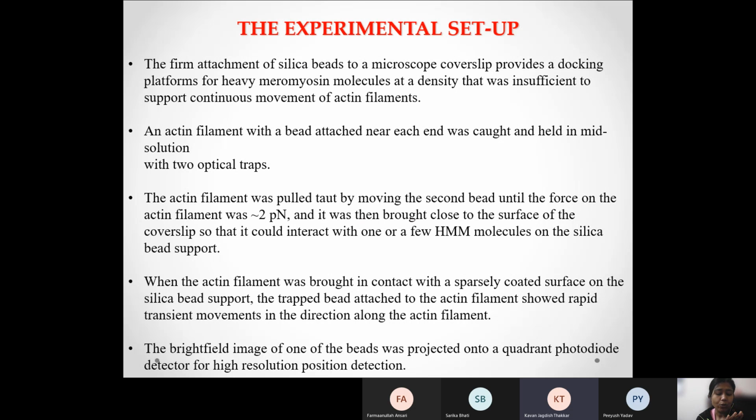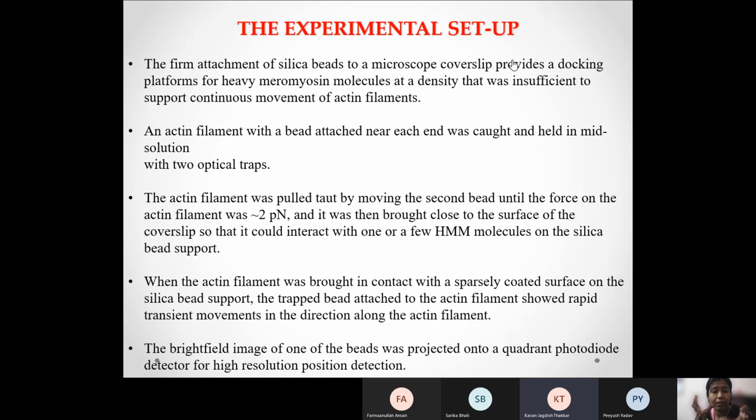And your idea is to look at, see, I'm going to give you what the problems are going to be here. So your idea is to measure the force that is generated by one heavy meromyosin. But when you're attaching a bead to heavy meromyosin, and then when you bring the actin filament close to it, there is no guarantee that there would be just one heavy meromyosin on that bead, because when you are attaching, you are not able to control the number of heavy meromyosins that will be attached to the bead. There could be 5, there could be 10, there could be 15, right?